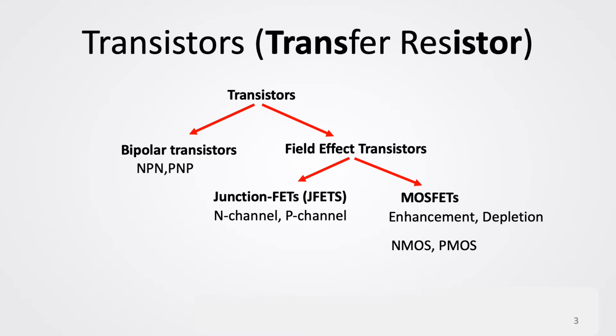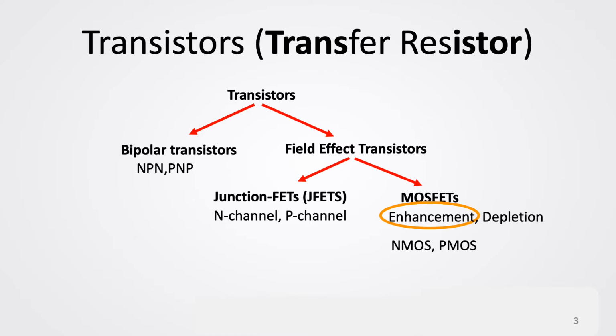As I mentioned last time when we discussed BJTs, transistors are generally grouped into two types: the bipolar transistors, which are the NPN and PNP, and the field effect transistors, which can be further categorized into junction field effect transistors and MOSFETs. For this class, we're going to focus on MOSFETs, specifically enhancement type MOSFETs.